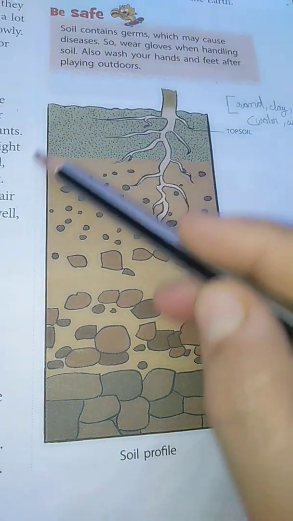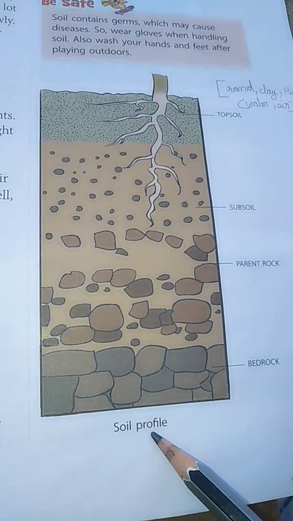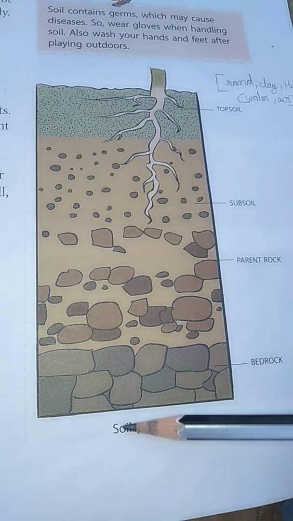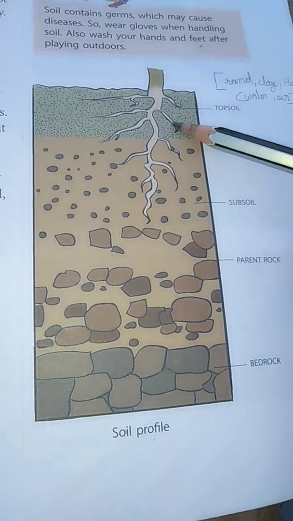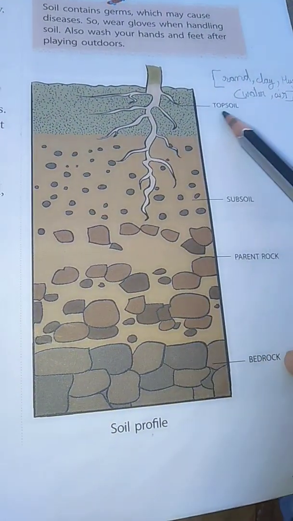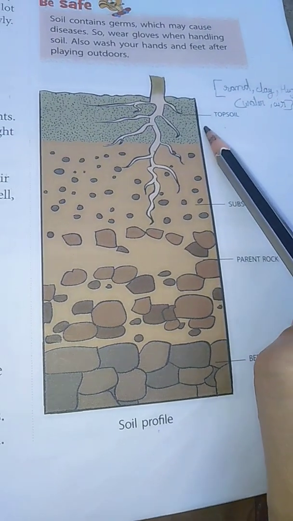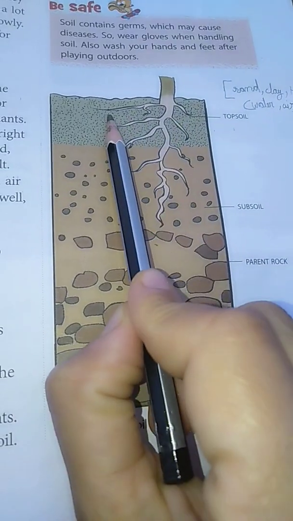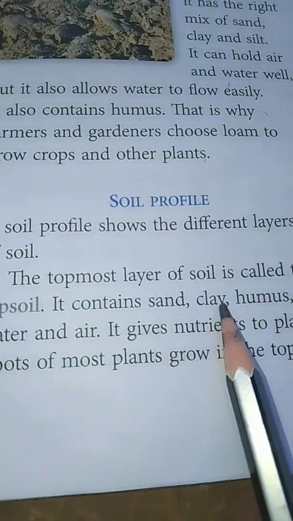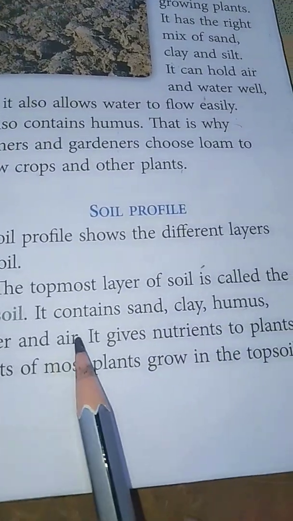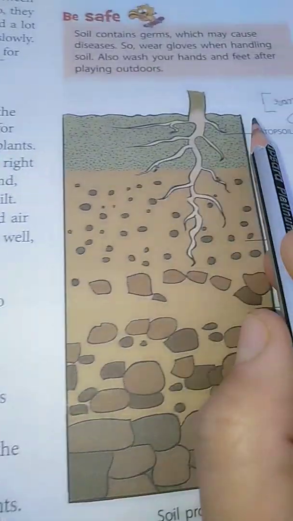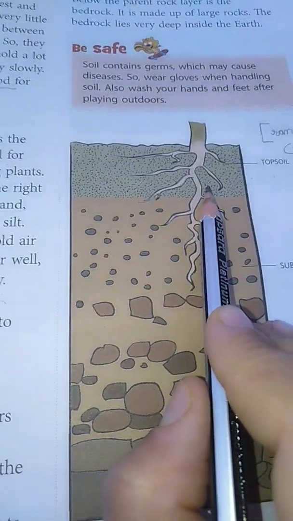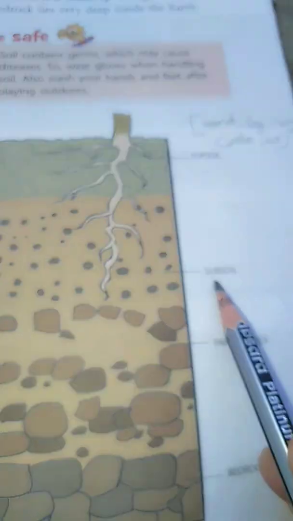Now next we will study the soil profile, that is, what is the profile of the soil. Here you can see the topmost layer of the soil is called topsoil, and this topsoil is the layer where all our plants grow. You can see the roots of the plants grow in the topsoil. It contains sand, clay, humus, water, air, and it also has all the nutrients and humus which are required for the plants to grow.